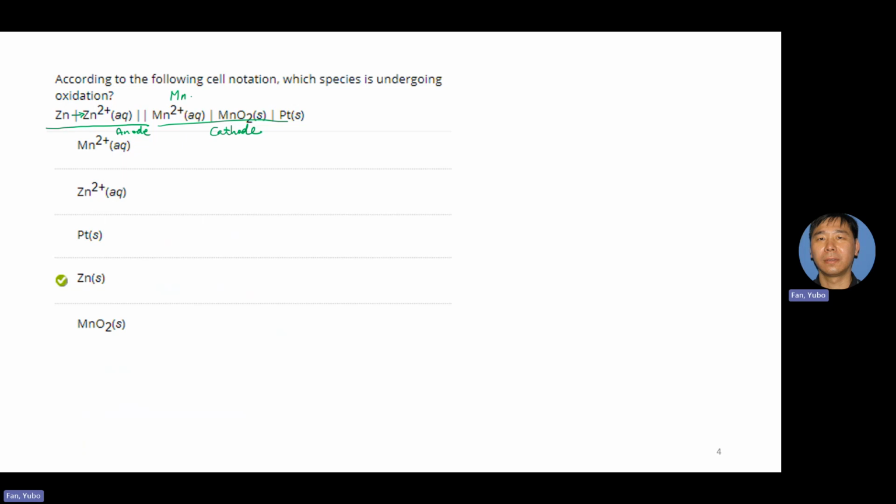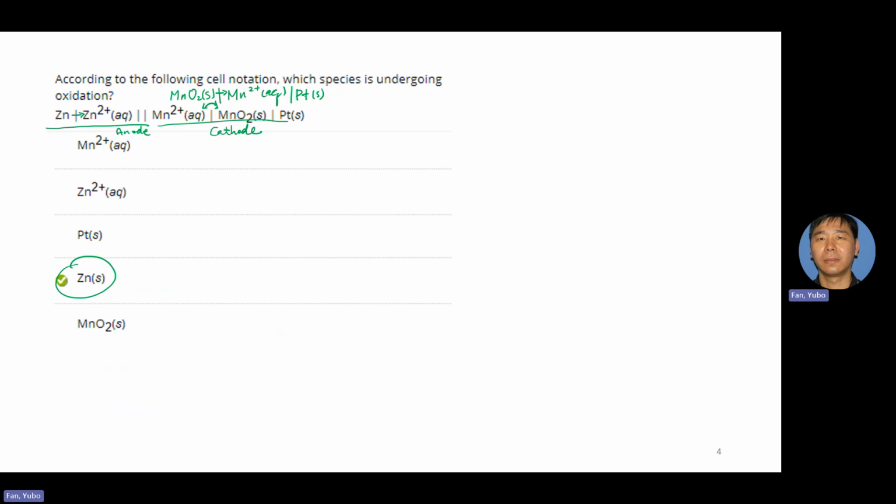We should reverse it and write manganese 4 oxide. So there's an error in this question. And 2 plus aqueous, of course, and platinum is used as the plate to transfer electricity. So this is reduced, and we need to reverse these 2 terms. It asks which species is undergoing oxidation. Zinc is oxidized, so we just circle this one. On the cathode side, reduction happens, so nothing is oxidized.